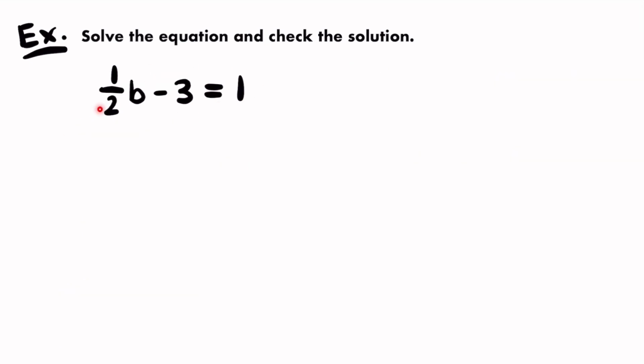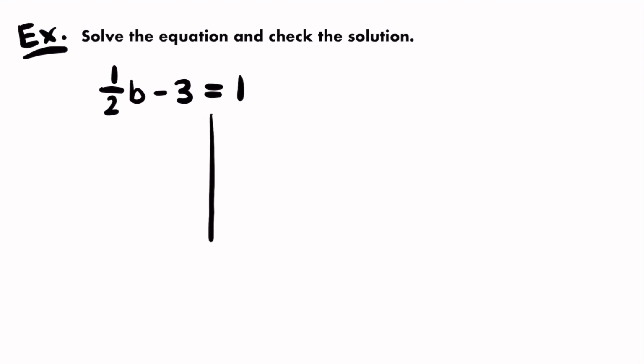Next up, we have this equation, 1/2 b minus 3 equals 1. Okay, so now we're starting to look at some equations that involve fractions, so things can get a little bit trickier, but the same solving process applies. Our variable term here is 1/2 b, so the variable is b, and we want to solve the equation by first isolating that term. So we need to get rid of this -3, and to do that, we can add +3 to both sides of the equation.